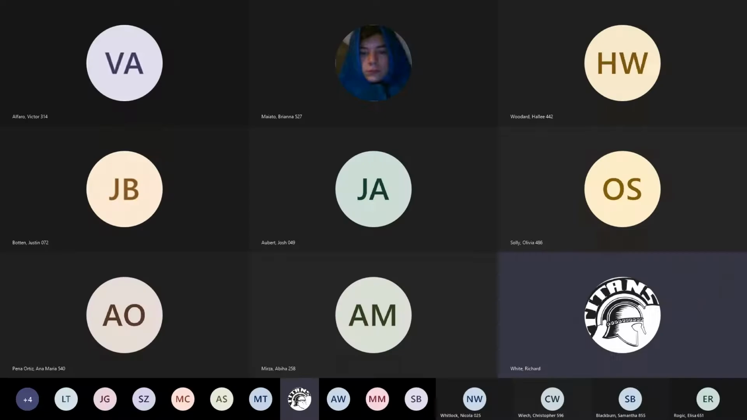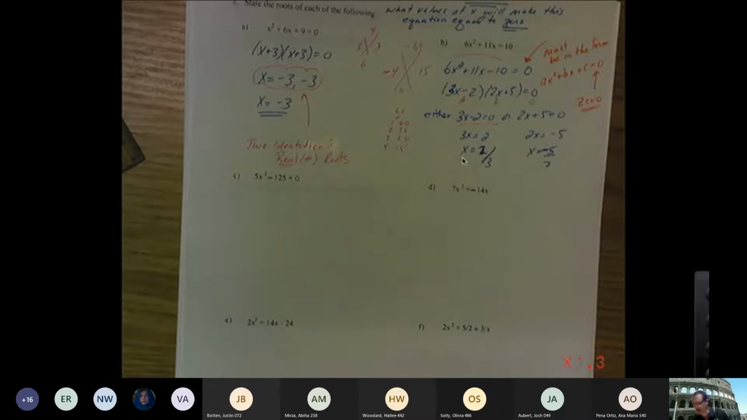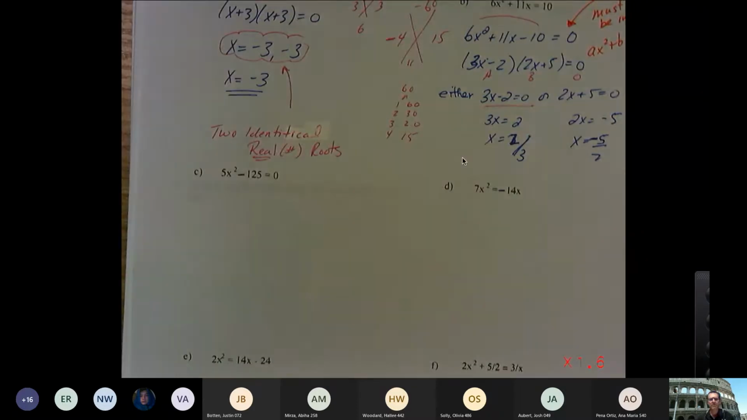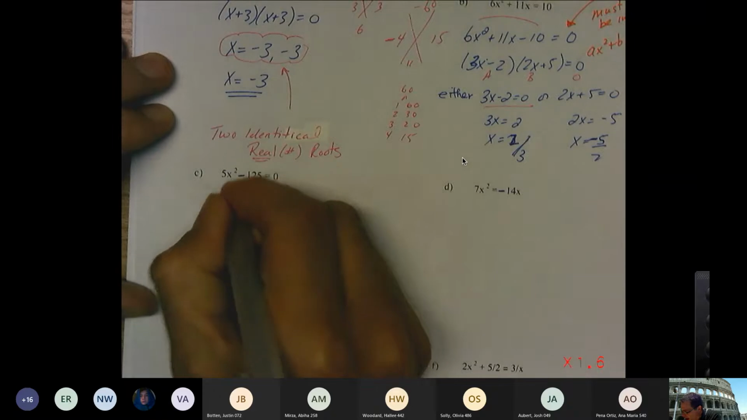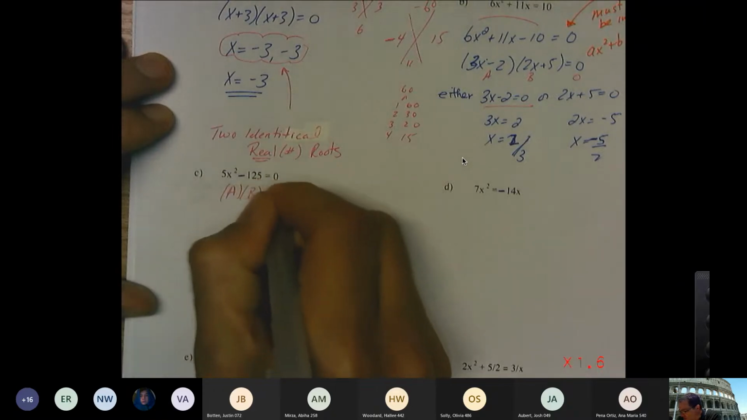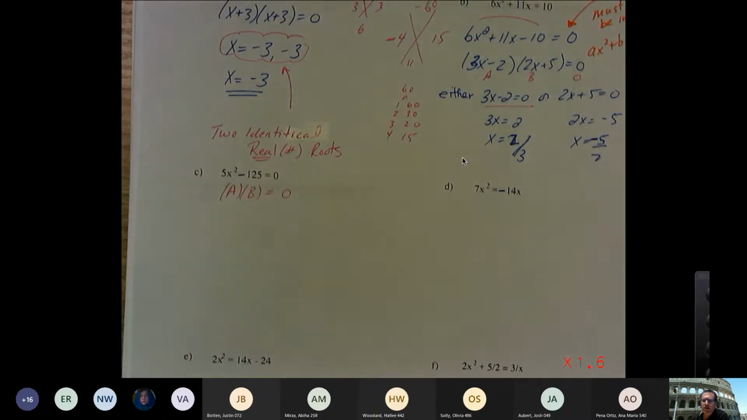This is where we left off. We left off with 5x squared minus 125 equals 0. So we're solving by factoring. So we want to factor that. We want to change that into something that looks like a times b equals 0. That's the whole game here, guys.